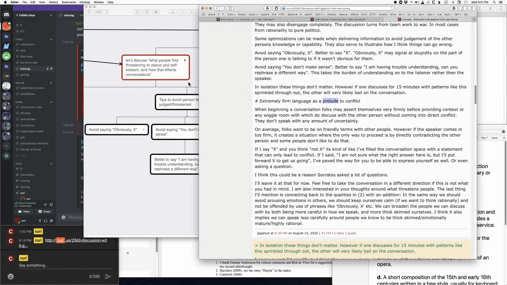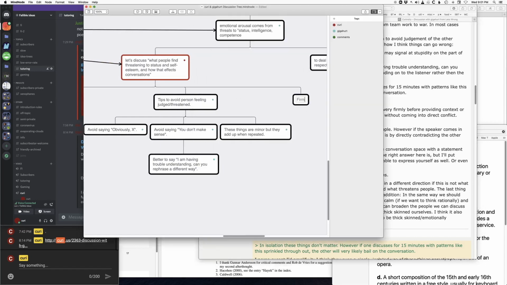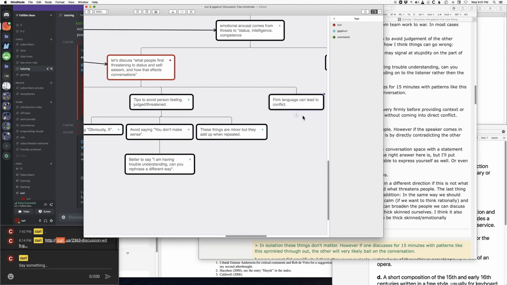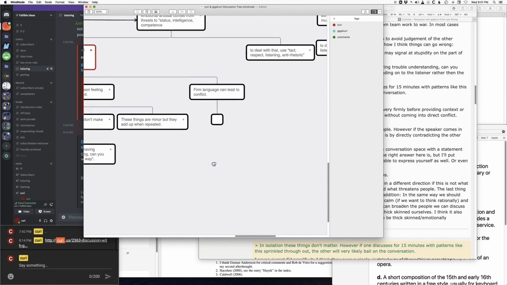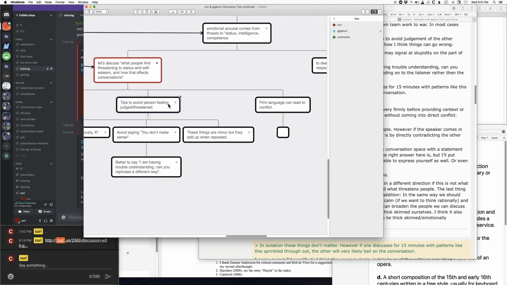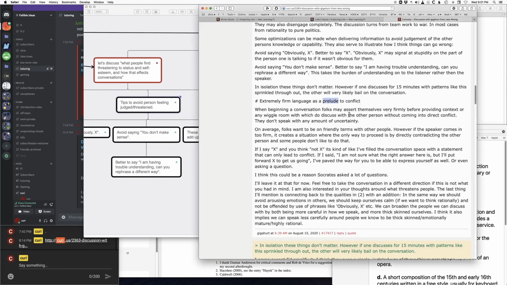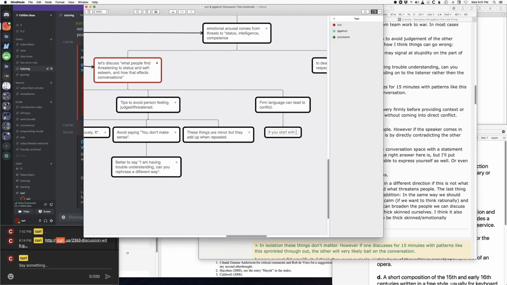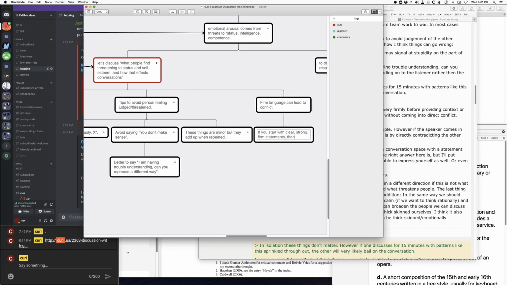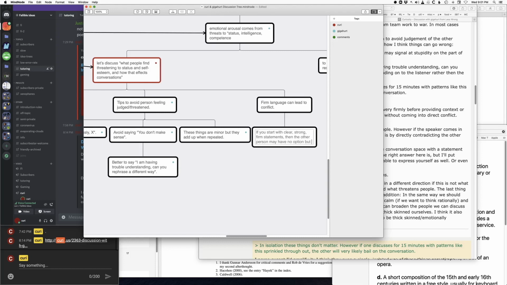So, topic number 2, firm language. Firm language can lead to conflict. Firm just means more assertive, you're not backing off. You're not saying, oh, I'm pretty sure this is kind of how it works, or I'm very sure how this works. You're saying, it works like this. If you start with clear, strong, firm statements, then the other person may have no option but direct disagreement.